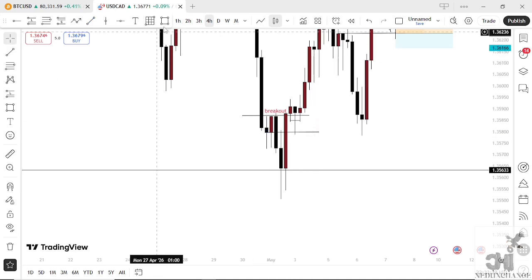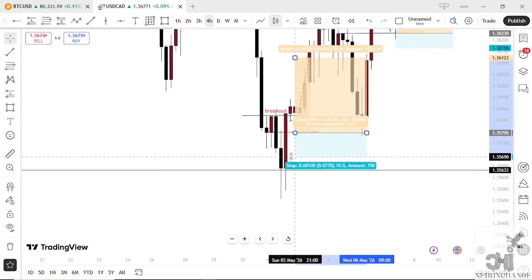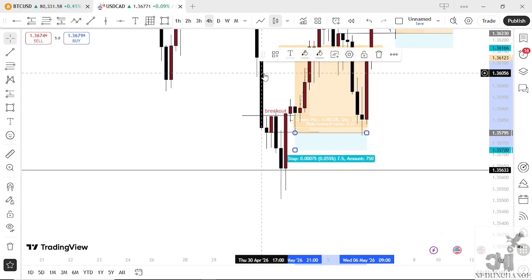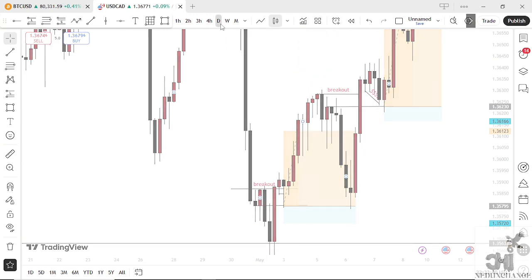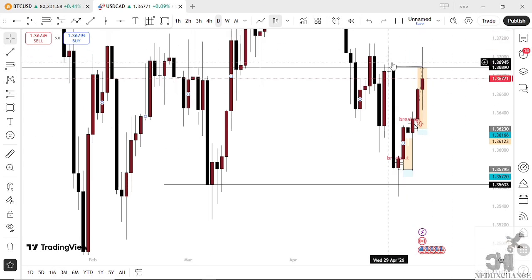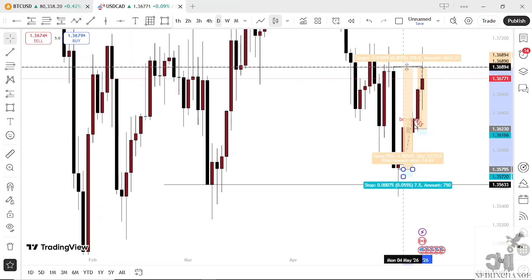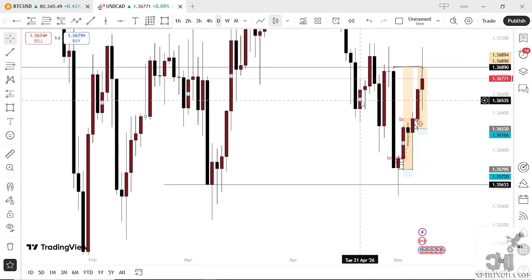So I entered from this QMR for the first entry rather. My SL was here. So now where is my target? Remember I told you the CRT took out internal liquidity and it's going to take out external liquidity. So my take profit was at that external liquidity. You get me now? So basically that's all for the USD CAD breakdown entry.